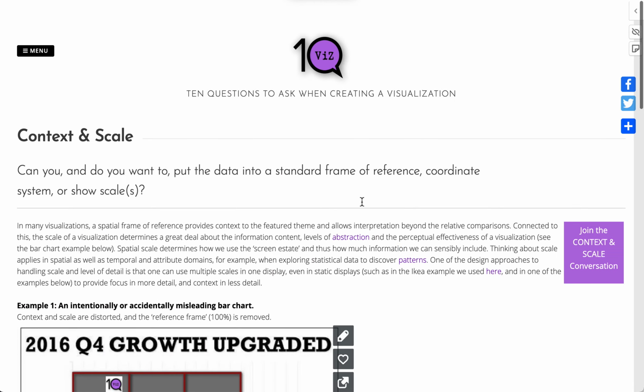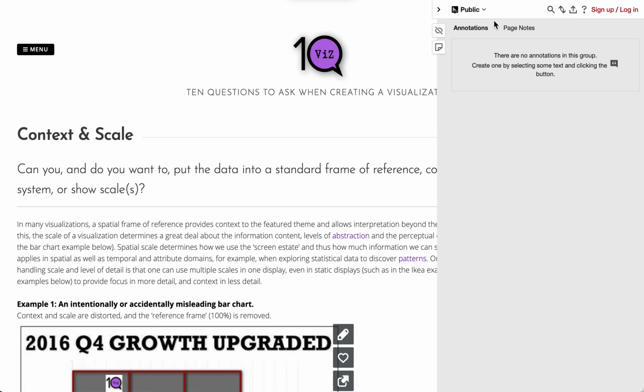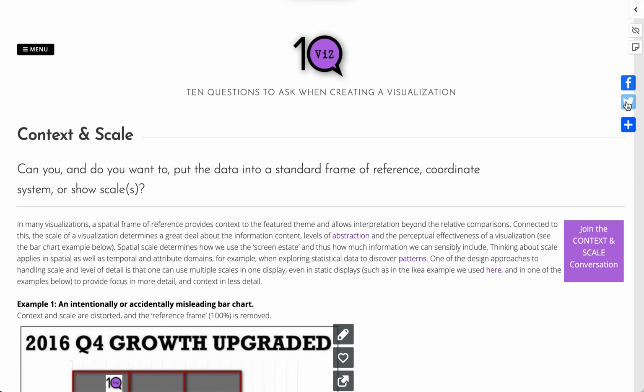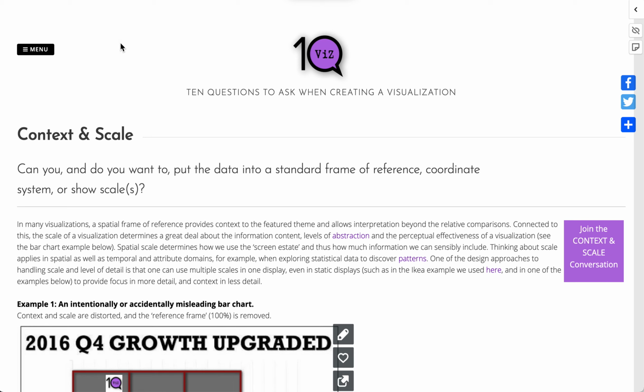I'll just point out that you also can use these sophisticated tools here to add annotations to the page. You can tweet about the page, and you can use other social media networks. And so there's a lot going on here.